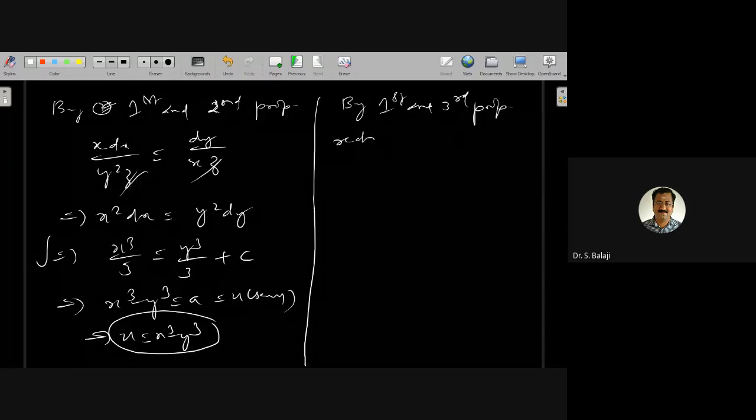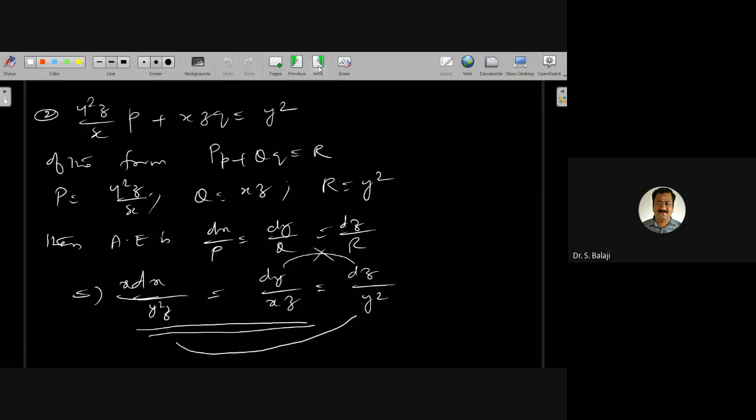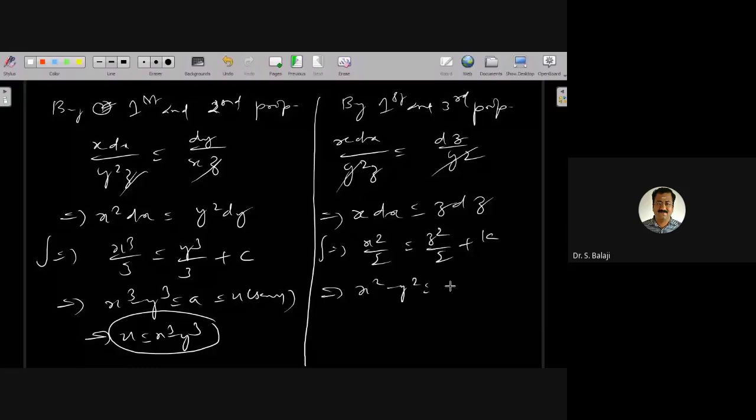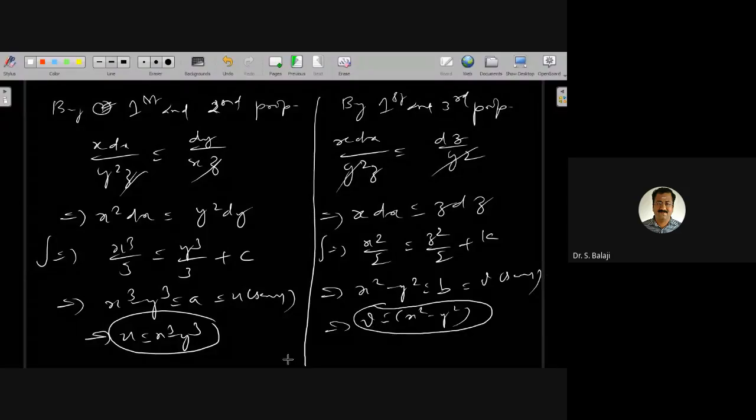you can get x dx by y square z equal to dz by y square. This y square gets cancelled. For x dx is equal to z dz, you can club here z dz. Integrating, x square by 2 equals z square by 2 plus a. So x square minus z square equals b, equal to v, say. For v is equal to x square minus y square.